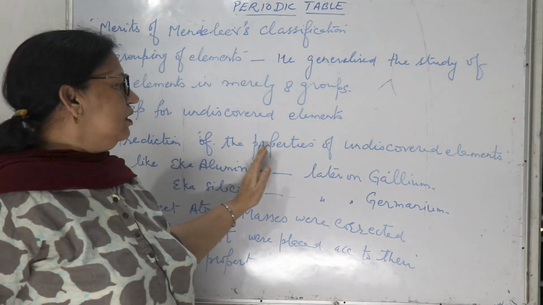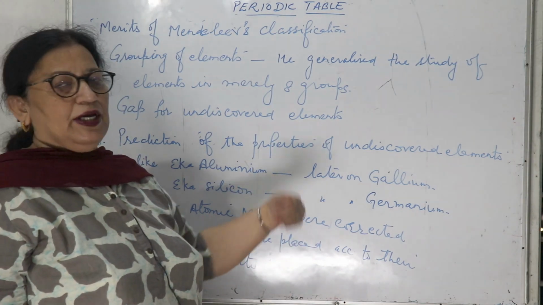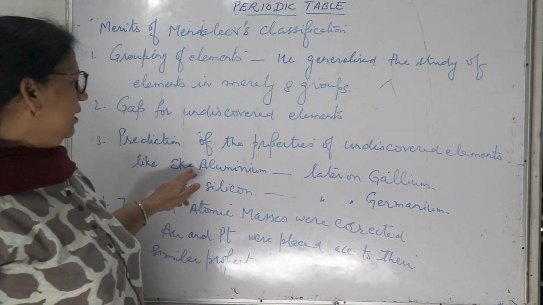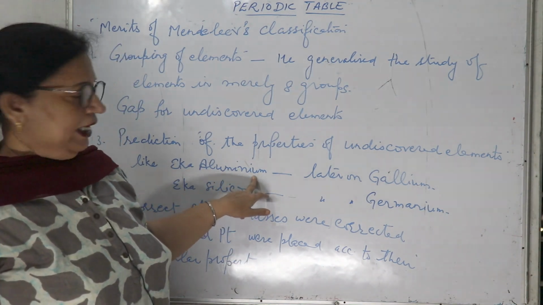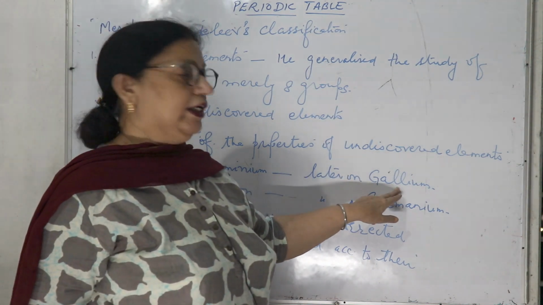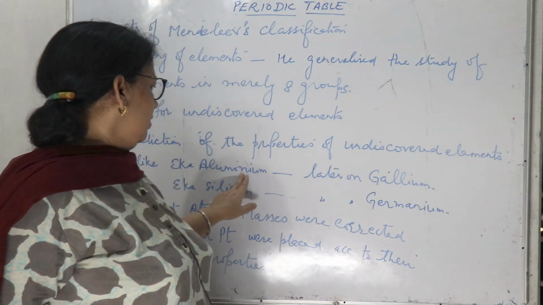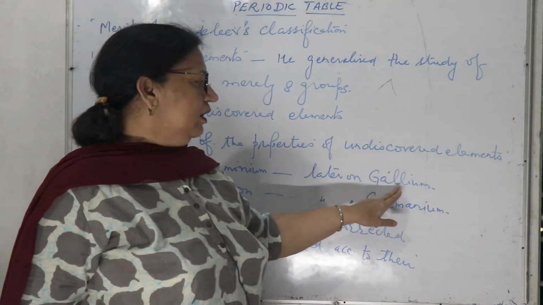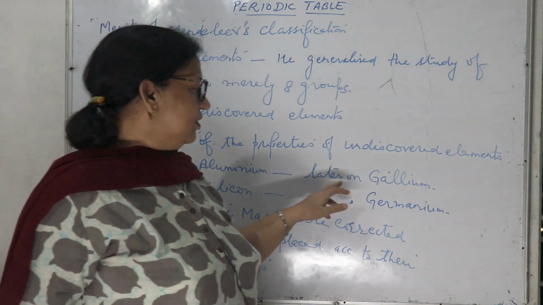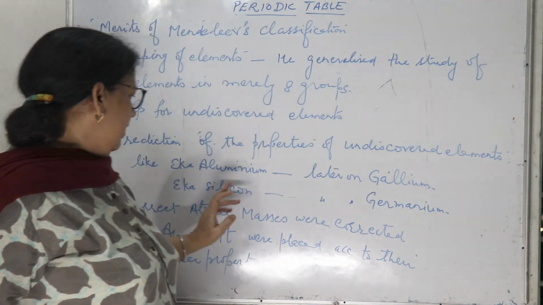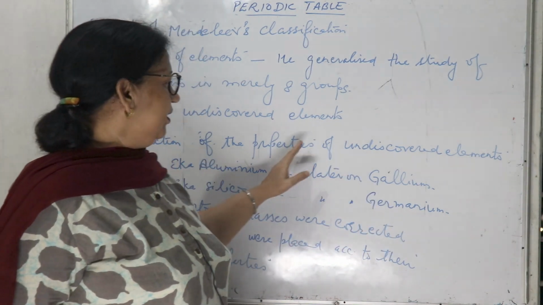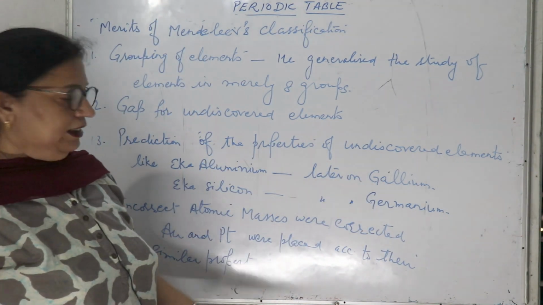of those undiscovered elements at the time by knowing the properties of other elements of that particular group. Like Eka aluminium. By knowing the properties of aluminium, he gave the name Eka aluminium, and later on when that element was discovered, it was gallium. And for Eka silicon, later on it was germanium. He predicted the properties of these two elements earlier.